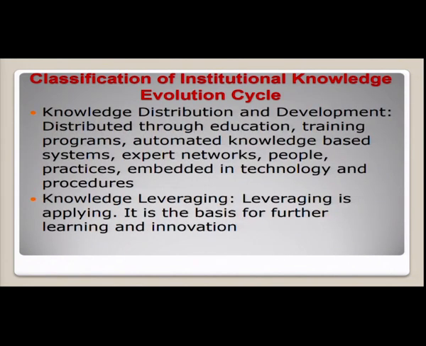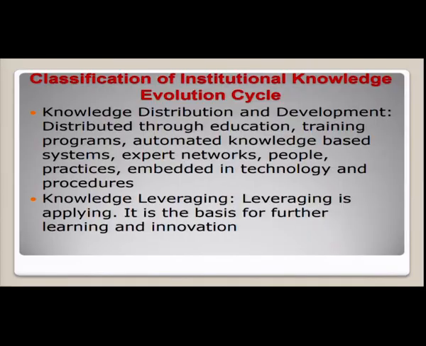Now, the fourth process is about the knowledge distribution. As far as the knowledge distribution and development is concerned, knowledge is distributed through education means, through training programs, through automated knowledge based systems, through expert networks, through practices. You gain more and more knowledge through experience. People, practices denotes experience. You get more knowledge through experience. Then it is embedded in technology and procedures.